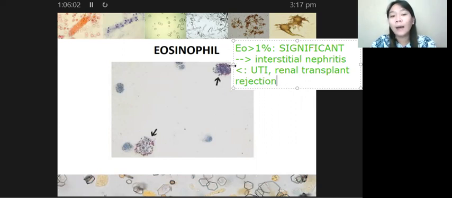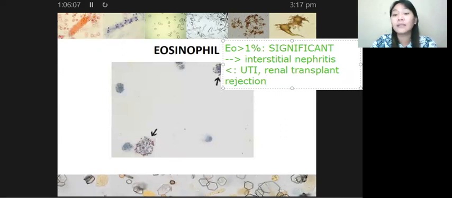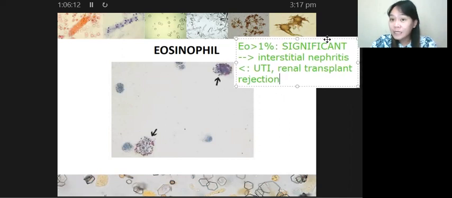Okay, so ulitin ko ha, pag increase siya, in particular, greater than 1%, it is considered significant and it is associated with hypersensitivity reactions such as in the case of your interstitial nephritis. If your eosinophils naman are present in decreased amounts or in decreased levels, it is also considered to be significant. In particular, it is significant in your urinary tract infection and your renal transplant rejection. Okay? So yan.